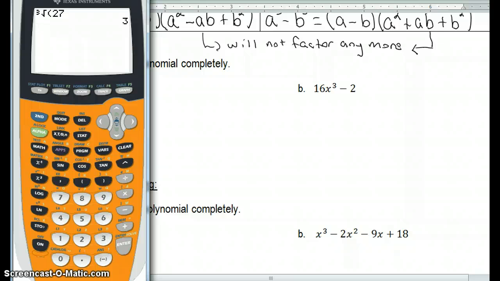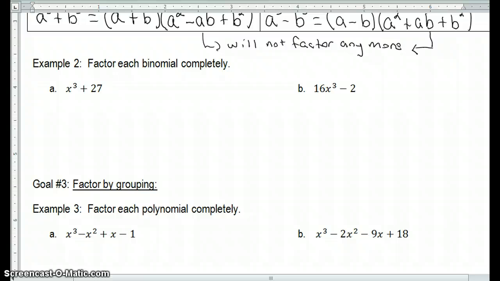If I get a decimal, it's not a perfect cube, and I really shouldn't be factoring that problem using this method. Alright. So, in this case then, I'm going to factor this first part like we did just up here.